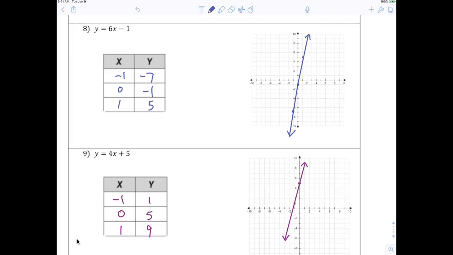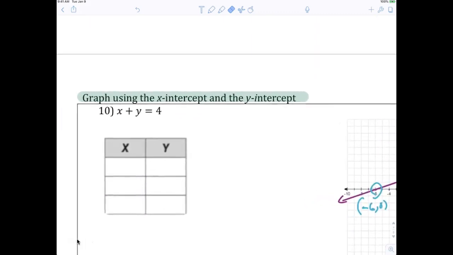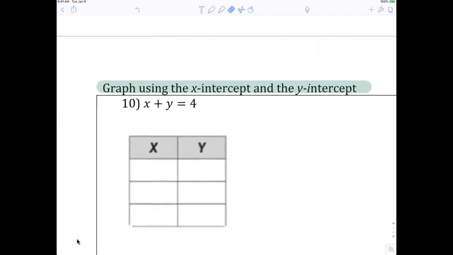All right, here we go. Now I got good information for you guys. So here's what I need you to do. Please pay attention to this right here. All right. Now the new directions for us are you're going to graph using the x-intercept and the y-intercept. Graph using the x-intercept and the y-intercept.